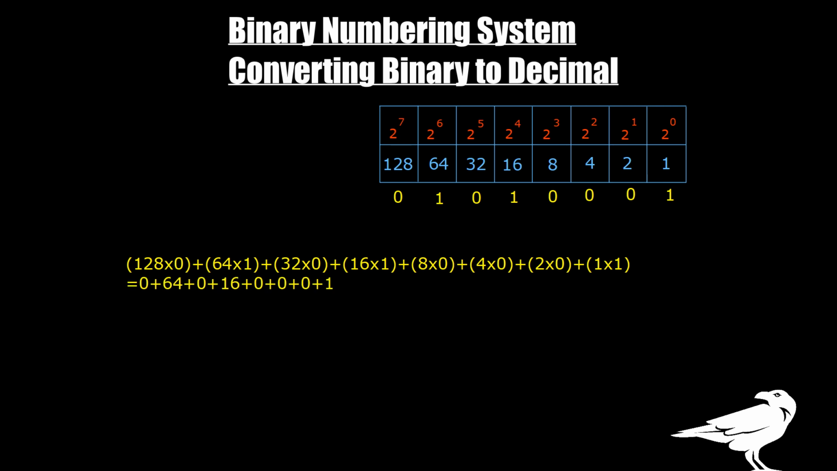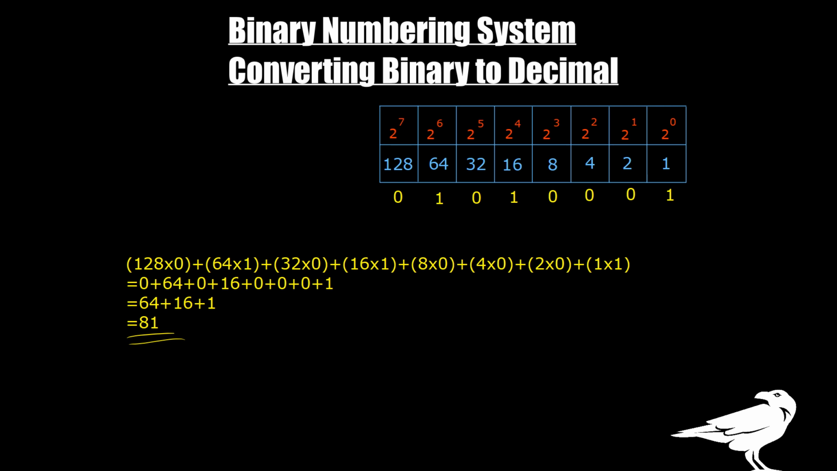128 times 0 is 0. 64 times 1 is 64. 32 times 0 is 0. 16 times 1 is 16. 8 times 0 is 0. 4 times 0 is 0. 2 times 0 is 0. And 1 times 1 is obviously 1. Then you add all those numbers together: 0 plus 64 plus 0 plus 16 plus 0 plus 0 plus 0 plus 1, which gives you 81 basically.